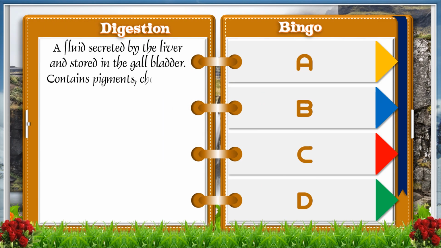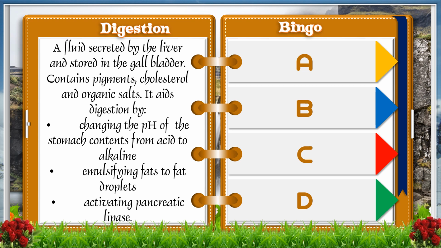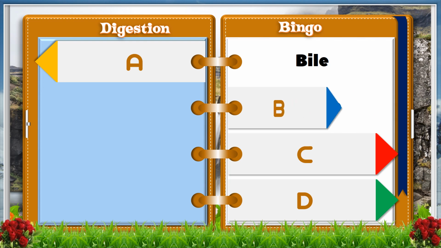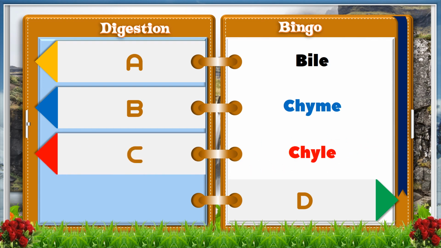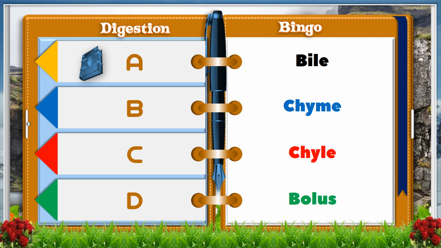A fluid secreted by the liver and stored in the gallbladder. Contains pigments, cholesterol, and organic salts. It aids digestion by A. Changing the pH of the stomach content from acid to alkaline. B. Emulsifying fats to fatty droplets. And C. Activating pancreatic lipase. A. Bile. B. Chyme. C. Chyle. D. Boras. And the answer is A. Bile.